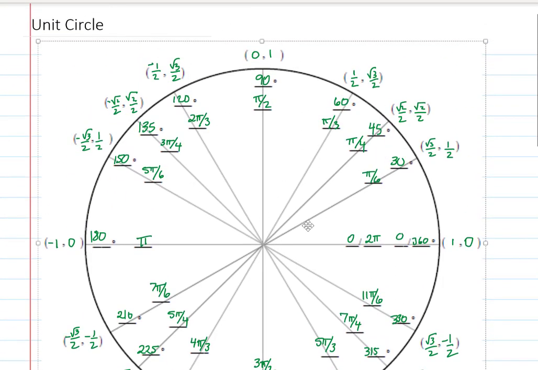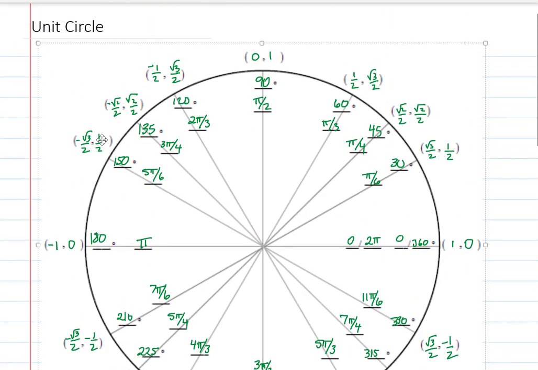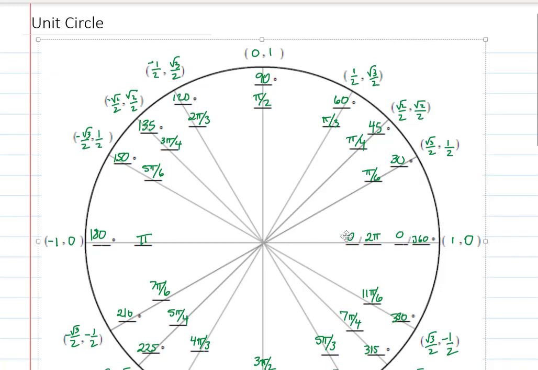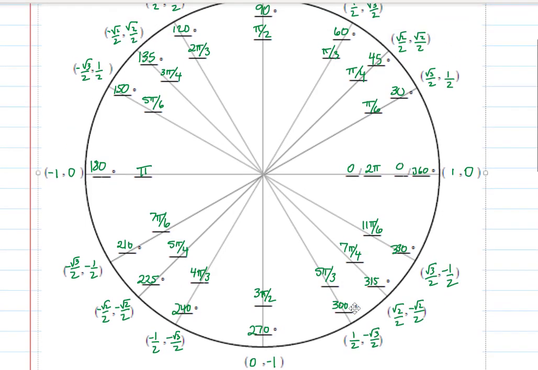Like for instance, if you want to find the sine of 150 degrees, or 5 pi over 6, then sine is the y coordinate. So you just look at the ordered pair here, and you look at the y coordinate of 150 degrees, and that's 1/2, and the answer is just 1/2, right? If you're asked to find cosine of 5 pi over 3, you go to 5 pi over 3 right there. Cosine is the x coordinate, so it'll be 1/2 as well, right? It happens to be positive.